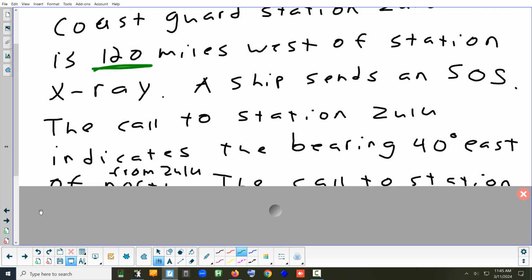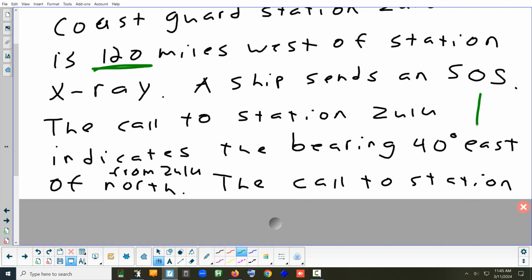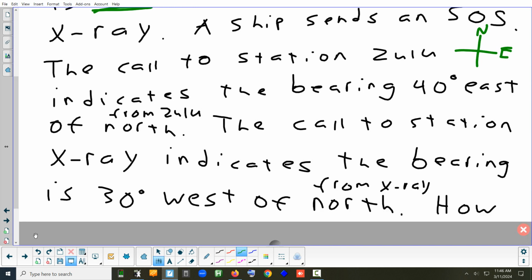So Station Zulu sees the light 40 degrees east of north. East of north is to the right. So if you got your compass, east of north would mean in this direction, like in a northeastern direction. Now the other station sees the same light west of north. So that means if they're looking north, they have to turn to the left, and that's where the light is for them, towards the northwest.